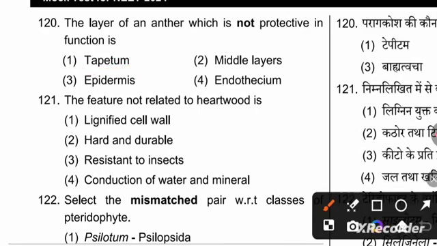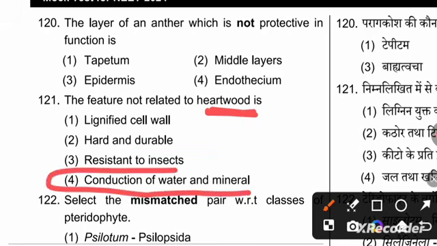The feature not related to heartwood is what? In question 121, it is conduction of water and minerals, whereas lignified cell wall, hard and durable, resistance to insects, they are all the features of heartwood. Move to the next question.